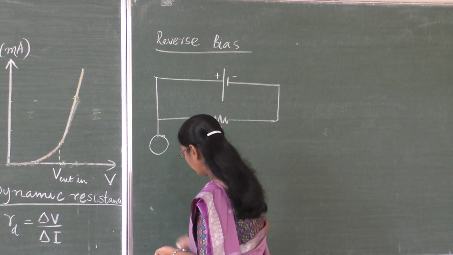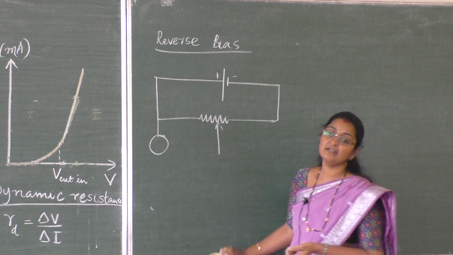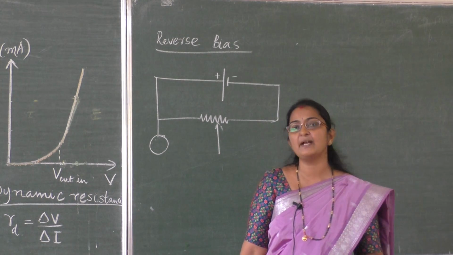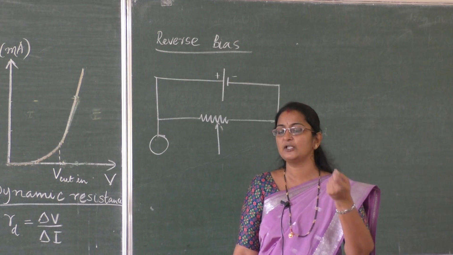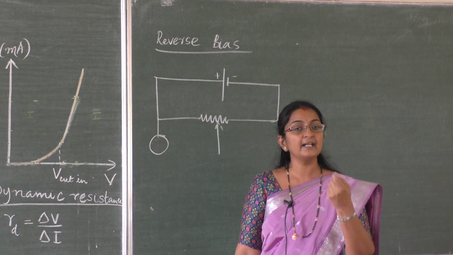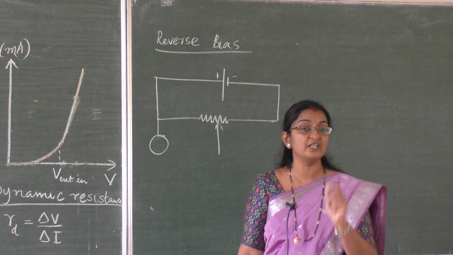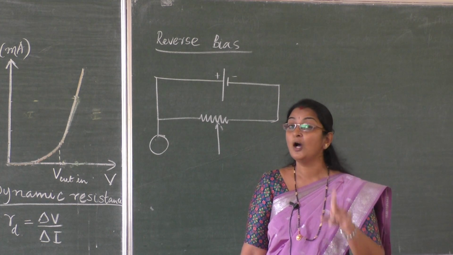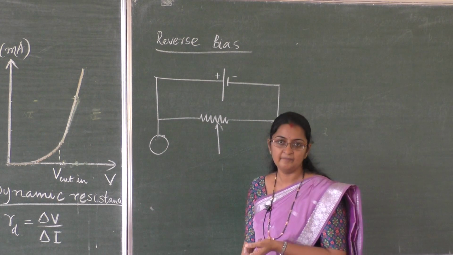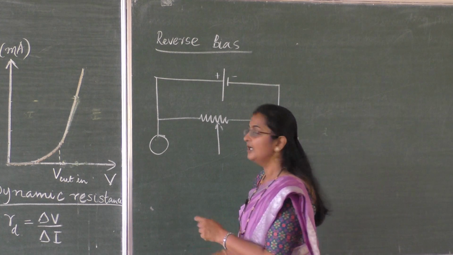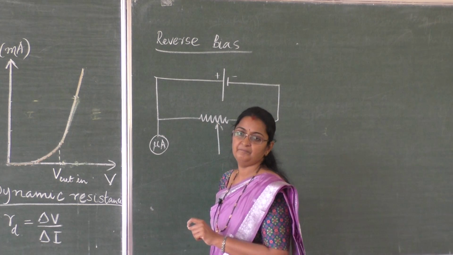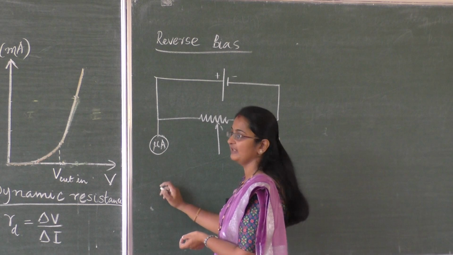But one thing you have to keep in mind: under reverse bias the diode does not conduct. There is no current from majority charge carriers. Only minority charge carriers will work, and the drift current produced due to minority charge carriers is very, very low, of the order of microamperes. So the same ammeter will not work here. Here you have to select an ammeter whose readings are in microamperes. So we are using a microammeter.